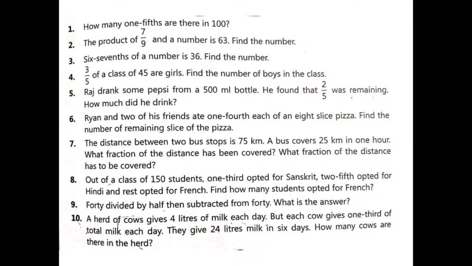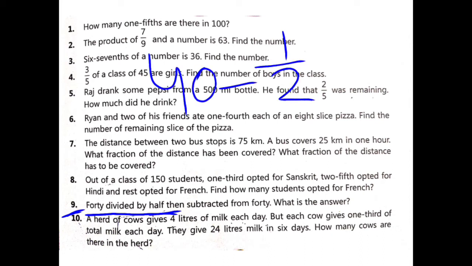Read the statement for question number 9. 40 divided by half. What is the meaning of half? Half means 1 upon 2. And 40 is divided by half. Okay, what is written in this statement? 40 divided by half, then subtracted from 40. Again you have to subtract 40. Okay, so what is the answer? Solve this portion and you get the answer.